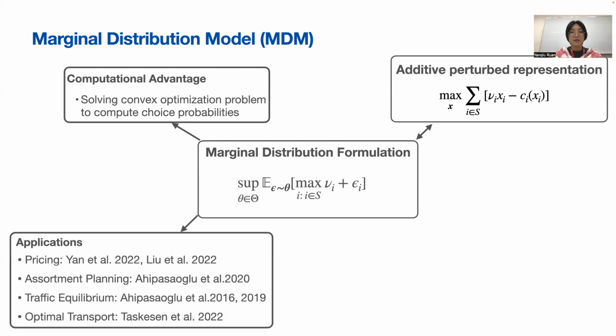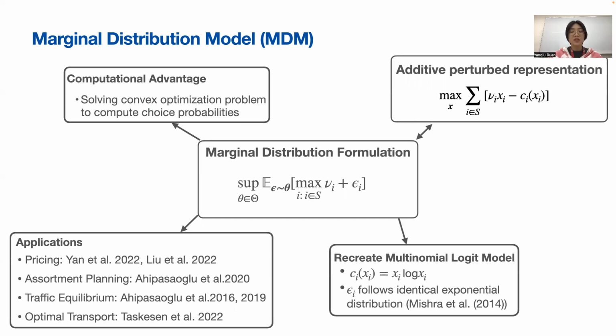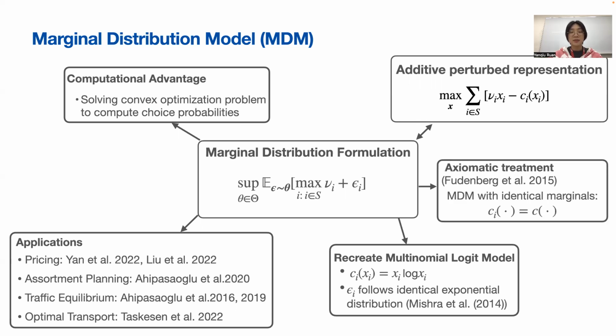The tractability of MDM remains in more complex application settings like pricing, assortment planning, traffic equilibrium, and optimal transport. MDM is also known to be able to recreate the multinomial logit model with the perturbation functions Ci's being entropy functions and epsilons being identical exponential distributions. The asymmetric treatment of MDM with identical marginals has been studied by Fosgerau et al. 2015.